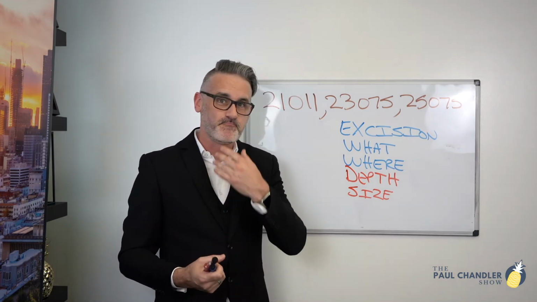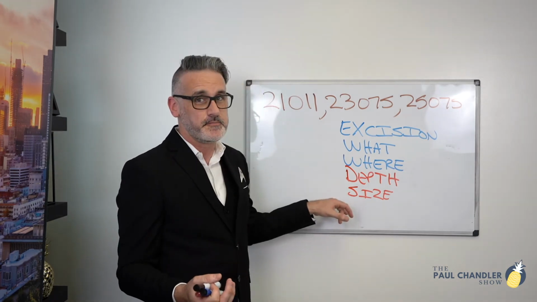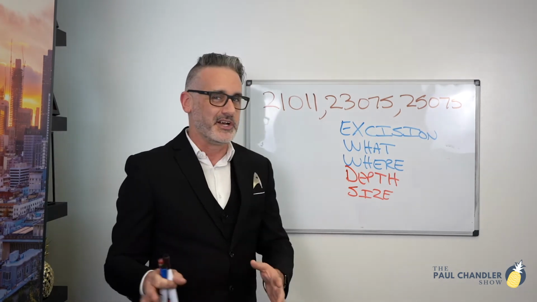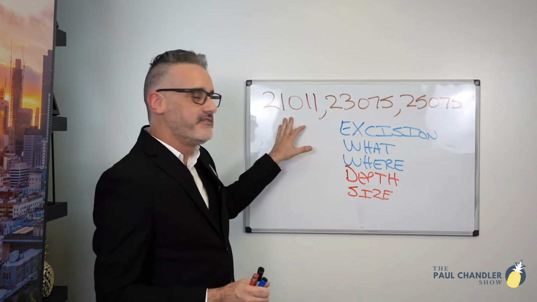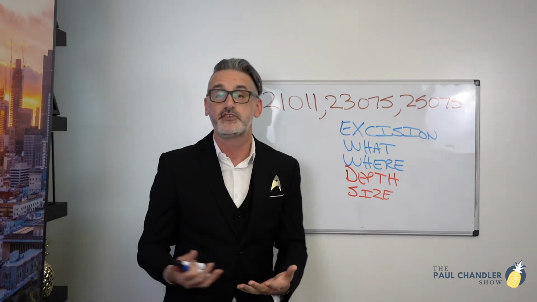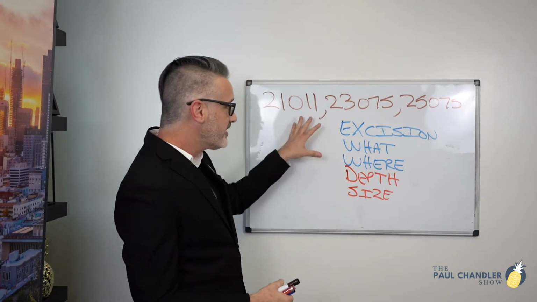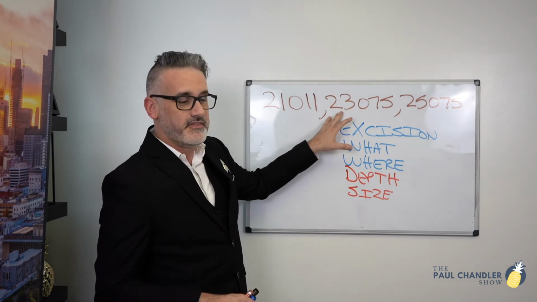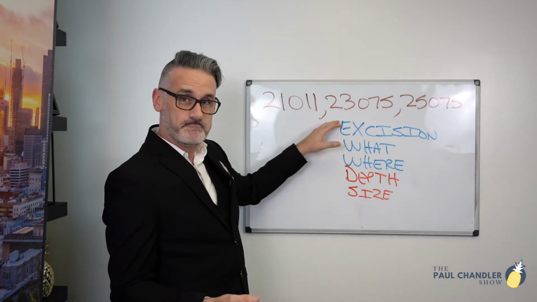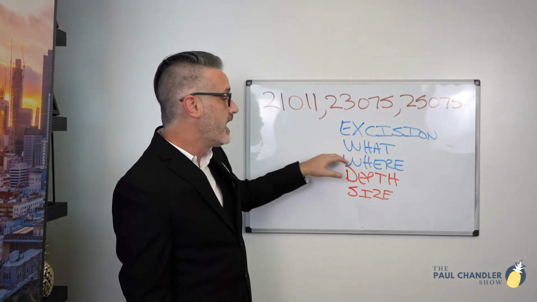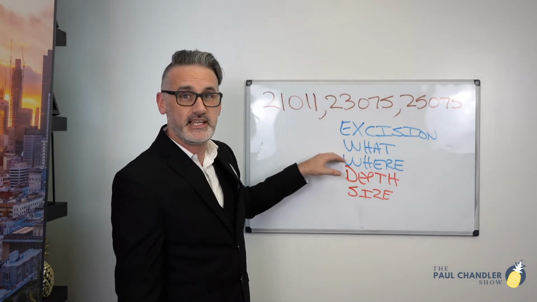Mandible being the jaw. We don't care the depth, we don't care the size. So take a few moments and pause this if you'd like, but not for long. Compare 21,011 with 23,075. Comparing all the variables: 21,011 and 23,075 are both excisions, comma, both what are we cutting out? We're cutting out a tumor, comma, where, both are subcutaneous.